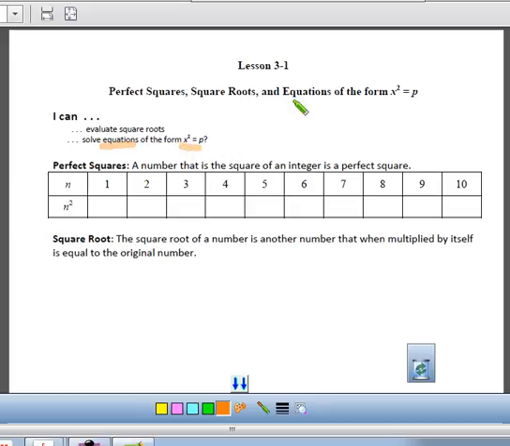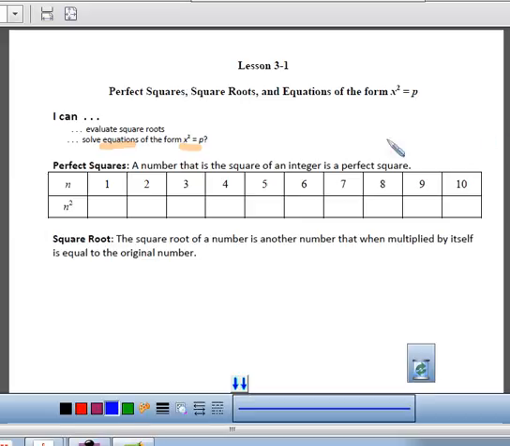Alright, so first thing, we have a table that talks about perfect squares. A perfect square is a number that is the square of an integer. A number that is the square of an integer is a perfect square. Perfect squares are basically numbers that come from a number multiplied by itself.